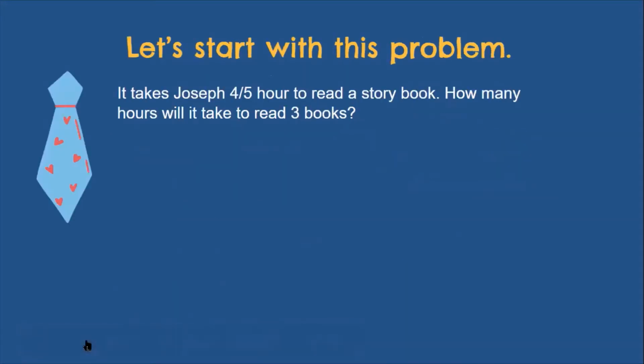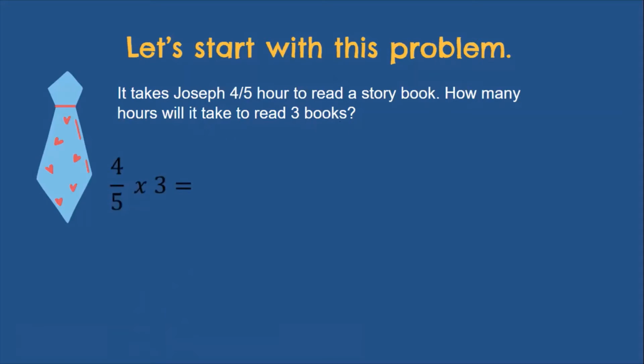Let us start with this problem. It takes Joseph 4/5 hour to read a storybook. How many hours will it take to read 3 books? For this problem, since we need to find out how many hours Joseph will take to read 3 books, we're going to multiply 4/5 hour, which is equivalent to 1 book, by 3 to find out the total number of hours. So for this one, 4/5 times 3.